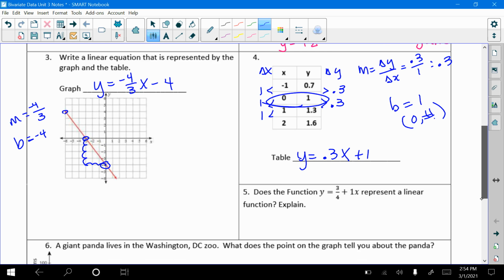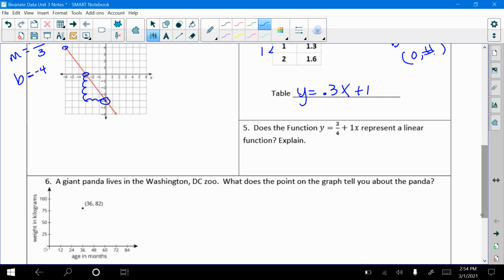Number 5, does the function y equals 3/4 plus 1x represent a linear function? Many people in class were saying no, but it is in fact yes. It is linear. If I just rearrange these two numbers, we would be saying y equals 1x plus 0.75 if I gave it a decimal. And that is linear. It would make a straight line. You can always check it by plugging in input and output and plotting some dots. But it is linear. It has a degree of 1, meaning no exponents.